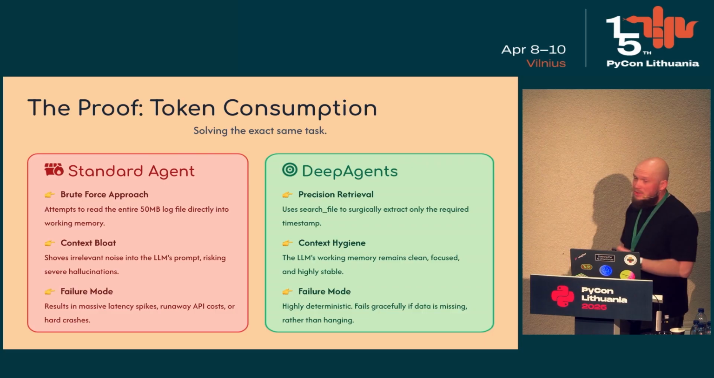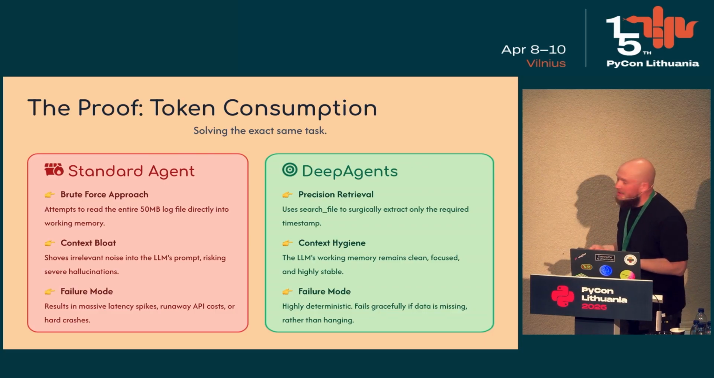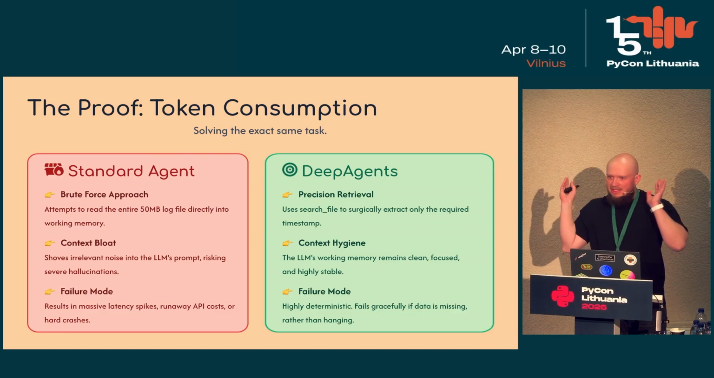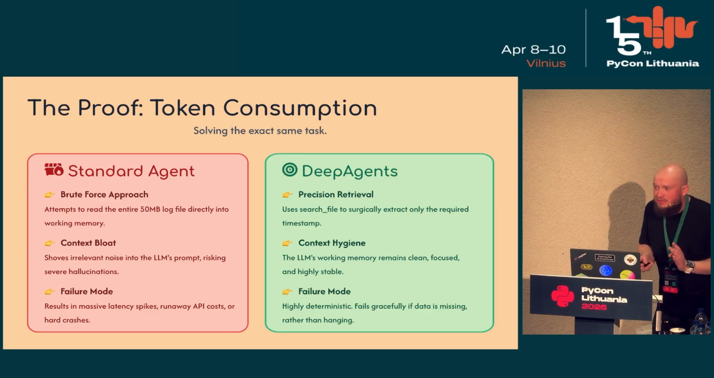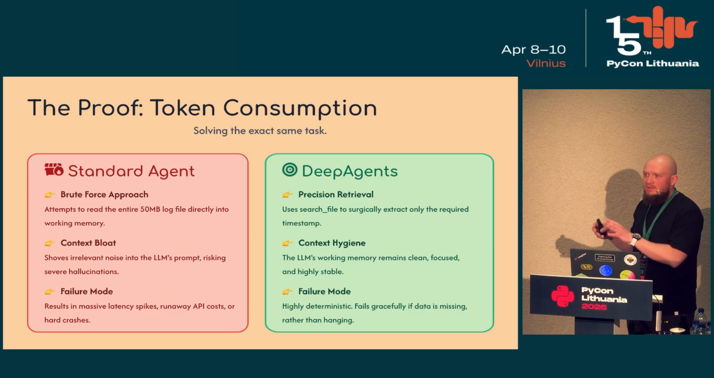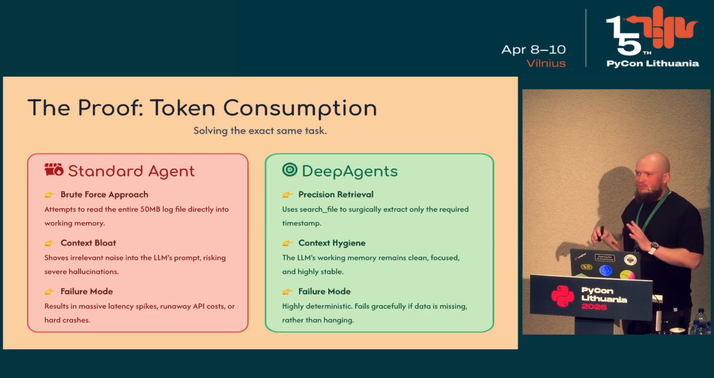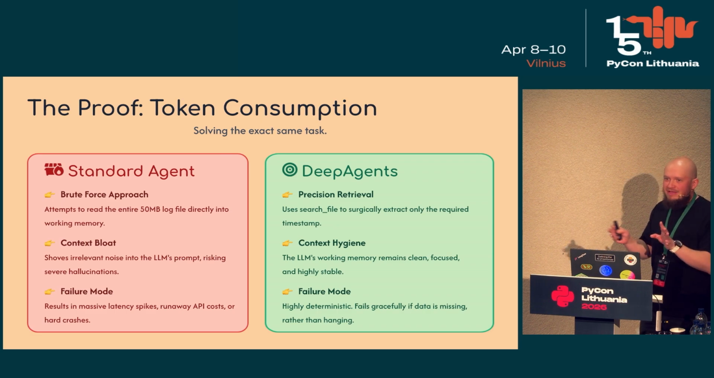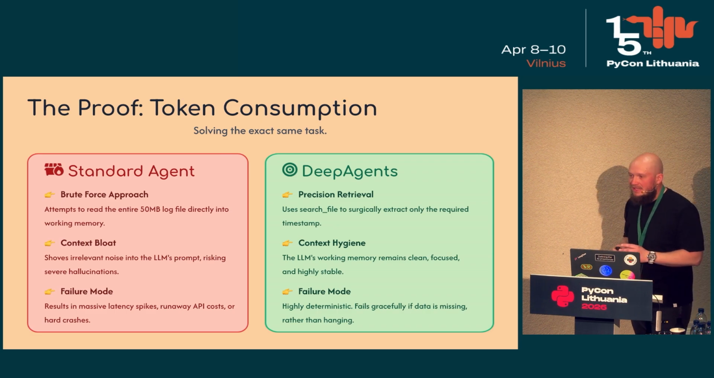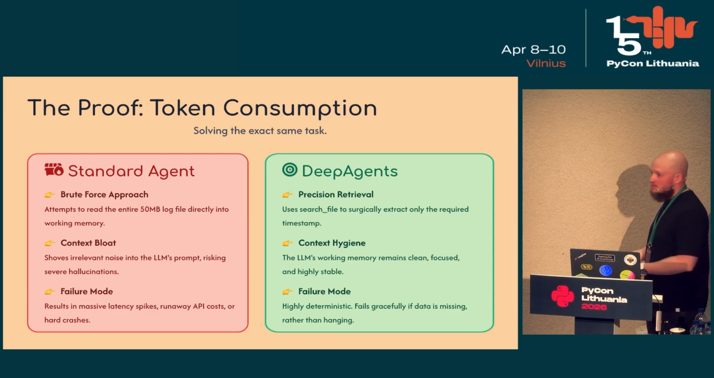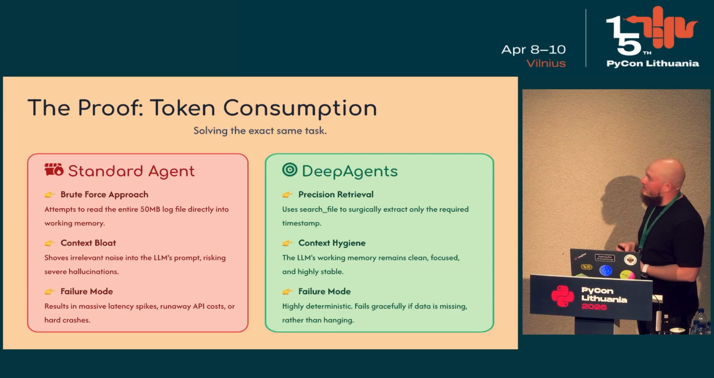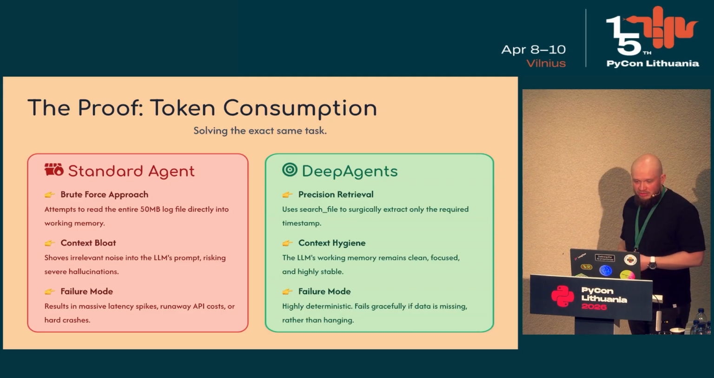So what did we see? With the standard agent, it's more of a brute force approach. It's like, okay, let's just try and get it done. And of course it failed for a very, very simple reason. Again, this example was not meant to be super complex. I just wanted to give as simple and as understandable an example as possible. But you can imagine that there are many, many use cases where your simple approach will fail because of the context window. And with deep agents, obviously it's precision retrieval.